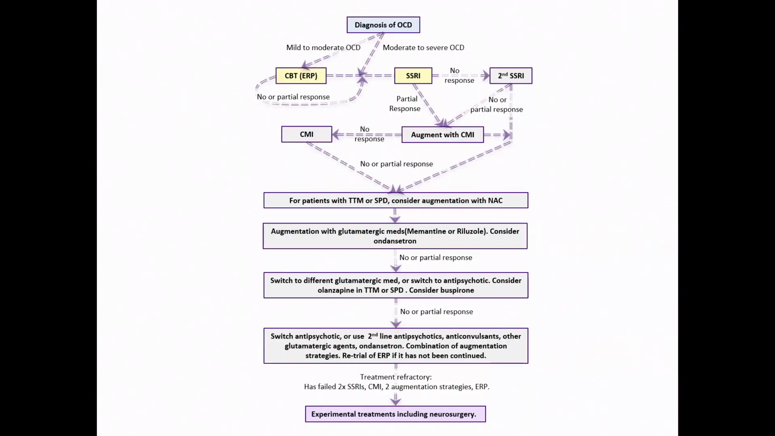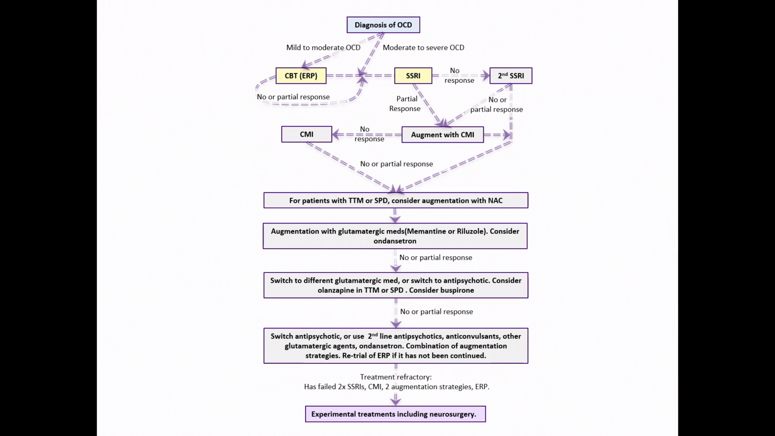And I want to finish with my treatment algorithm. So this is a treatment algorithm that we developed at the University of Pittsburgh. And what this essentially says here is that if someone has a diagnosis of OCD, for mild to moderate patients, you can use CBT alone. For moderate to severe patients, we use CBT plus an SSRI. We never use SSRIs alone, though.